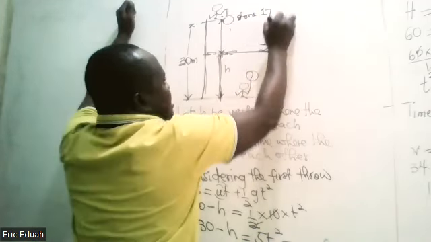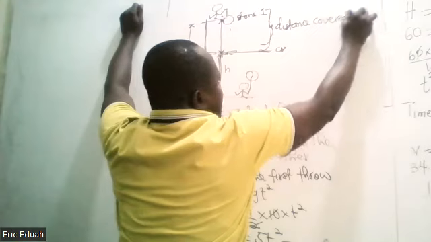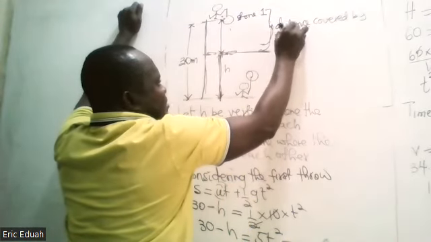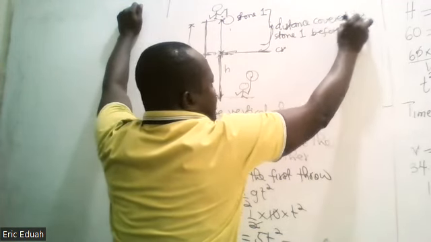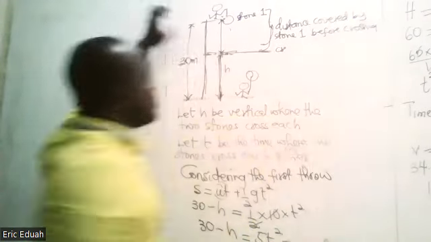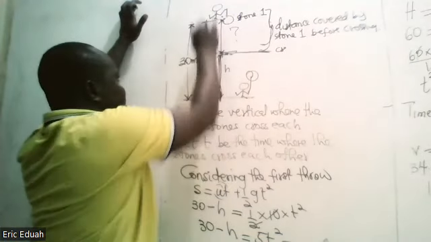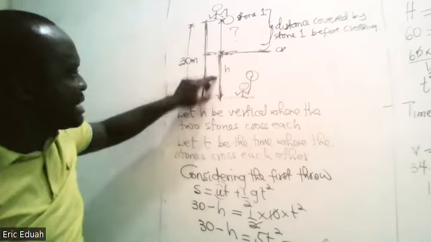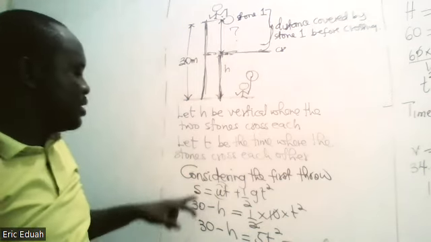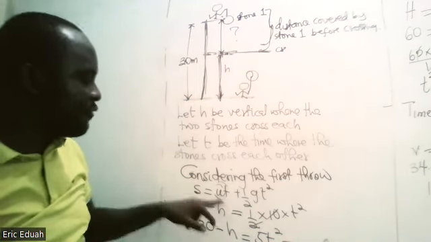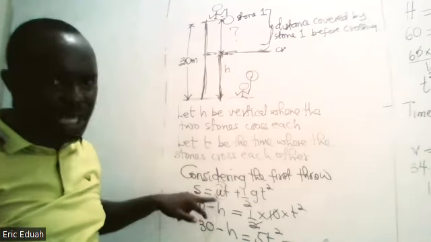So the distance covered by stone 1 before crossing. Okay, so this is what we are looking for. And when the height of the cliff is 30, 30 minus 8 would give us this. So when you consider the first equation of motion, you have 30 minus 8 is equal to half times gravity times t squared. U, this is free falling, so u is 0.